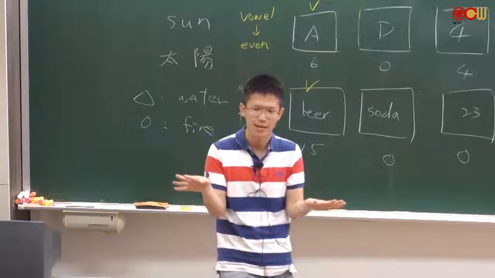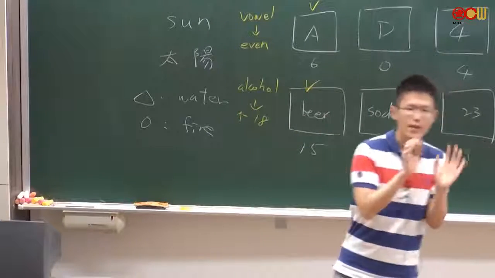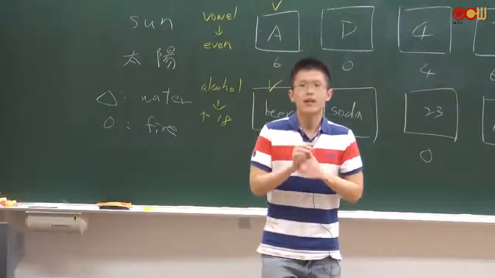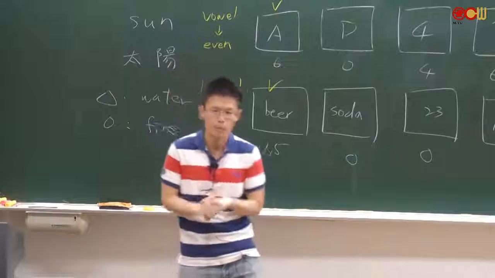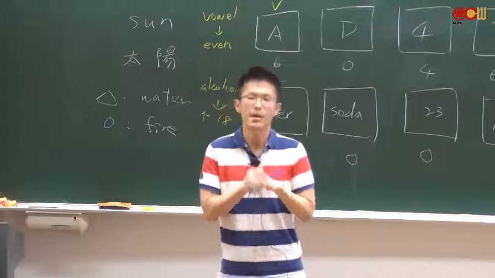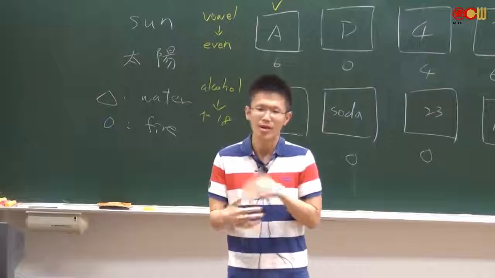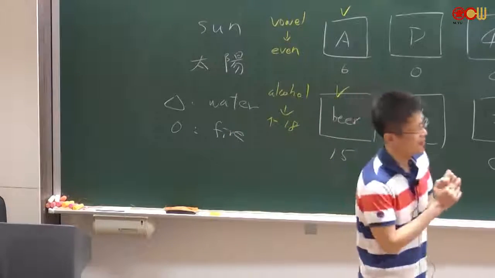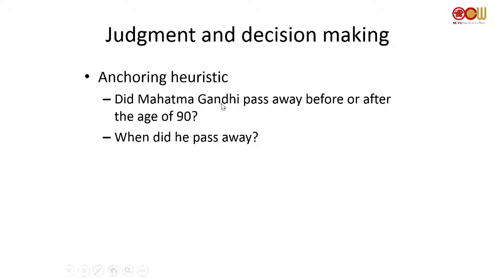Close your eyes. Okay. Even numbers, close your eyes. Okay. And odd numbers, please prepare a pen and a piece of paper. I want you to do a guessing task. And the question is, Mahatma Gandhi, this is the only thing I can say. I can't talk too much. You have to answer the first question. Did Mahatma Gandhi, 圣雄甘地?